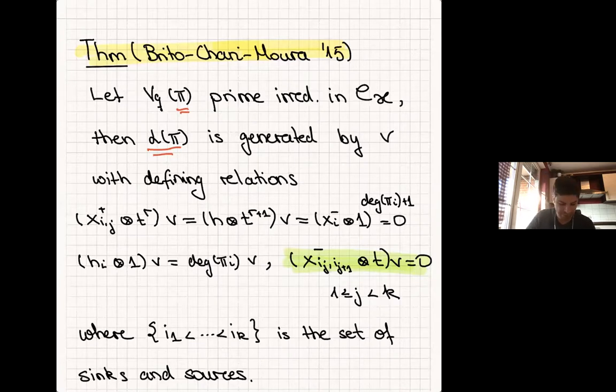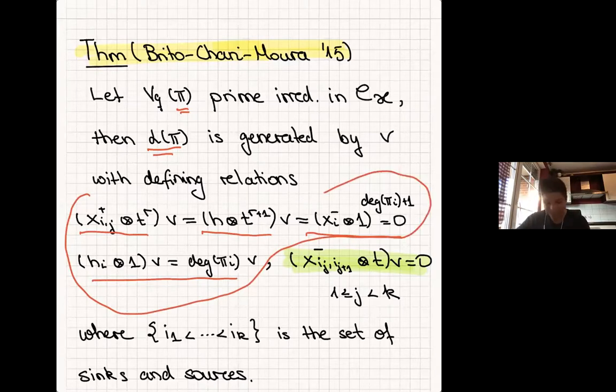Well, these defining relations: first, everything in n^+ kills it. Everything with h tensor a proper t power kills it. And then you take the usual defining relations of the irreducible object. So these defining relations are exactly the defining relations of the local Weyl module, plus one additional truncated relation, which depends on the sinks and sources of the quiver. So if we fix the sinks and sources, say i_1 up to i_k, then x_{i_j, i_{j+1}}^- tensor t acts on v_x by 0.